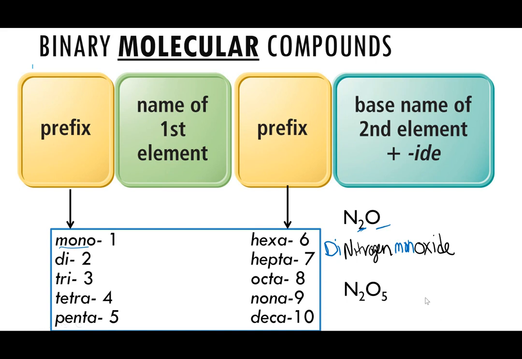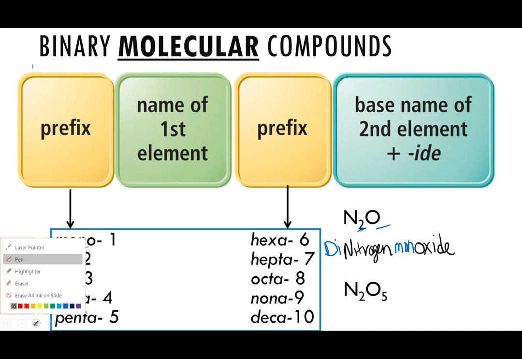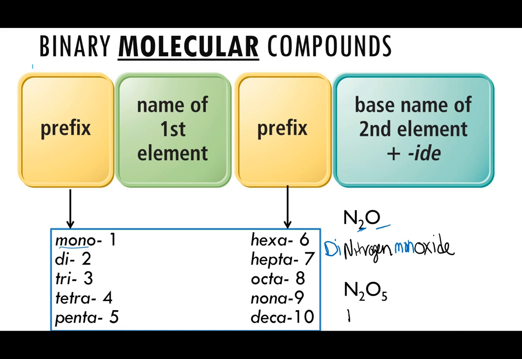Okay. So go ahead and pause the video and see if you can do the name of the second one. All right, so again, the first thing I'm going to do is write the name of the element, so nitrogen. Base name of the second plus IDE. And go back and add my prefixes. So again, we've got 2 nitrogens. That's going to be dinitrogen.